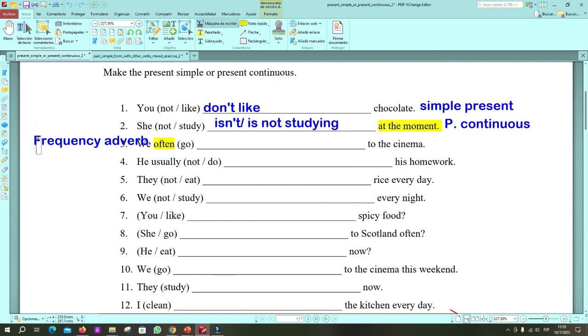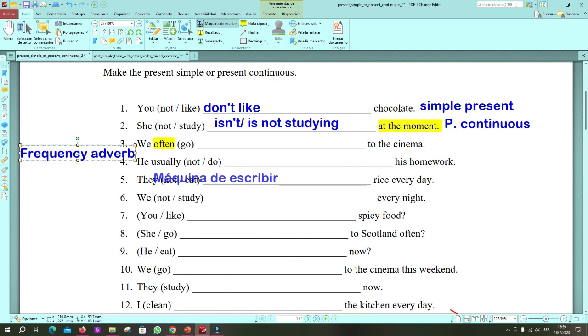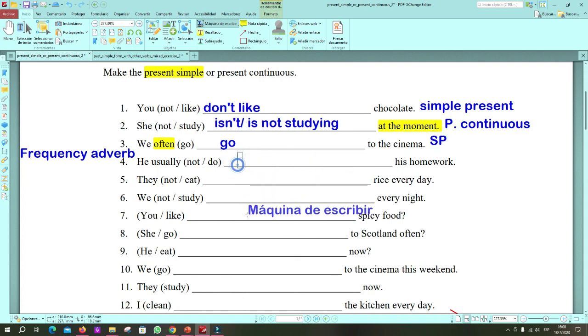So, when you have a frequency adverb, you're going to have usually, sometimes, often, hardly ever, right? You use that with present simple or simple present. So in this case, Jeffrey, you should say we often go to the cinema, right? So that is simple present, right? But that's okay, thank you, Jeffrey.